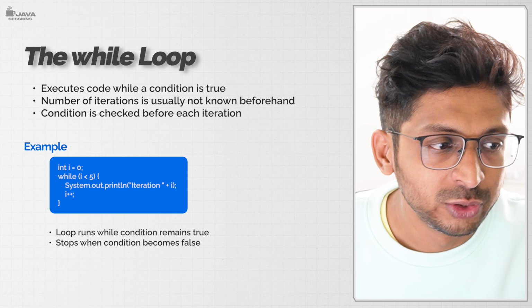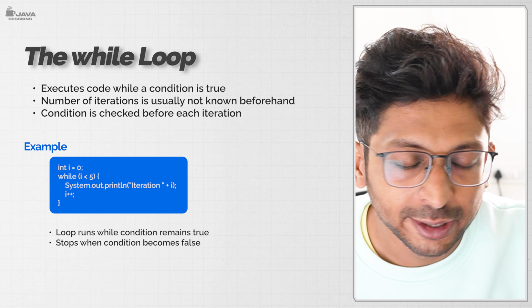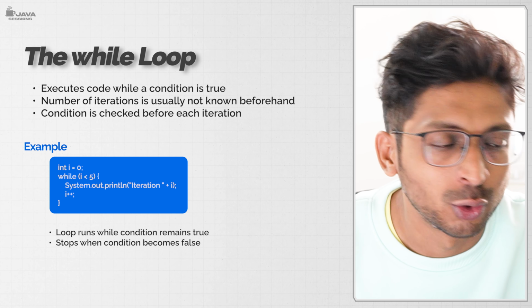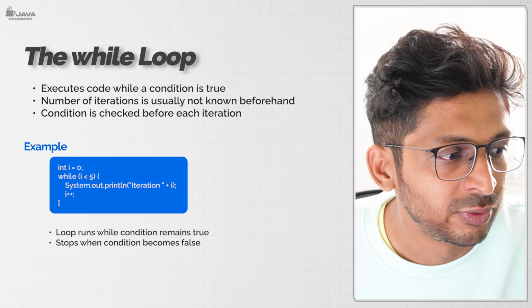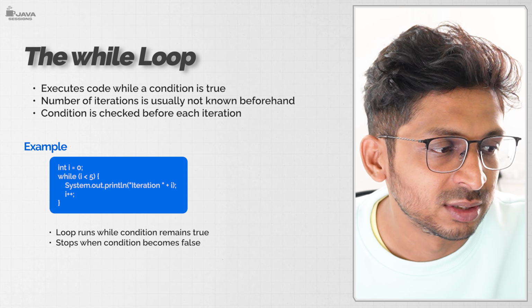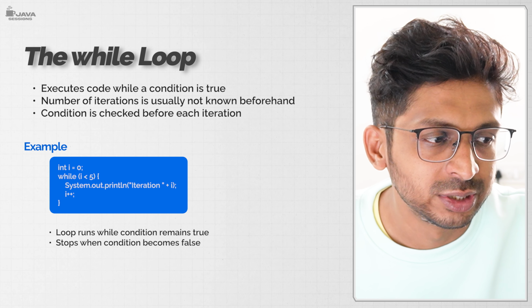The while loop is often used when the number of iterations is dependent on dynamic conditions that may change during the execution of the program. So in this case, we have defined a separate counter, int i equal to 0. While i is less than 5, we are doing the same thing which we did in the for loop.